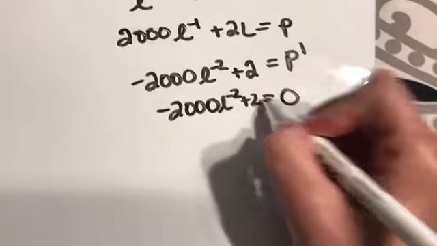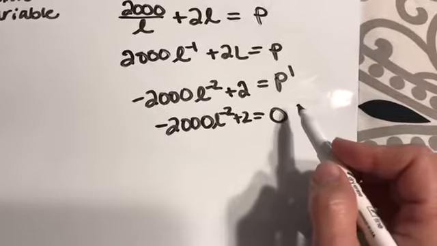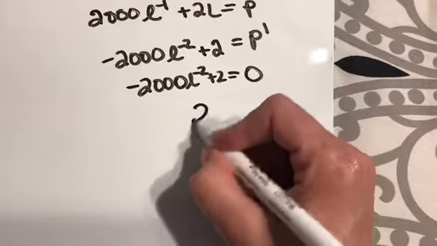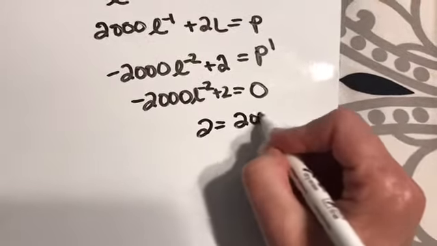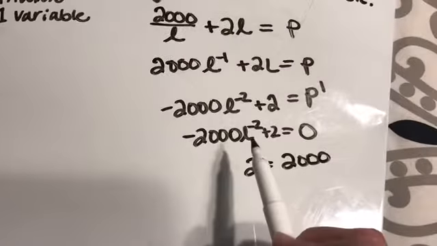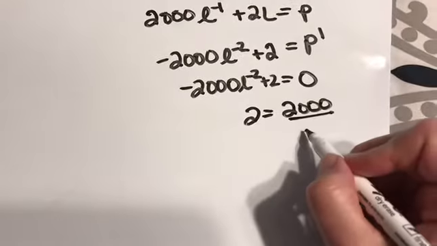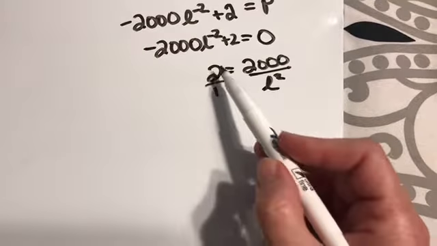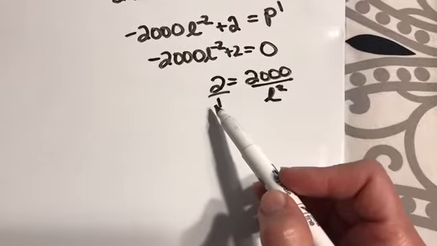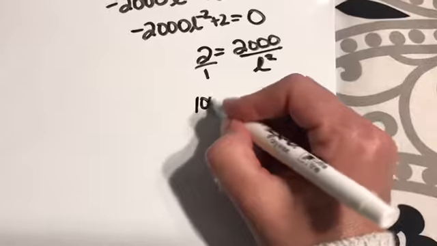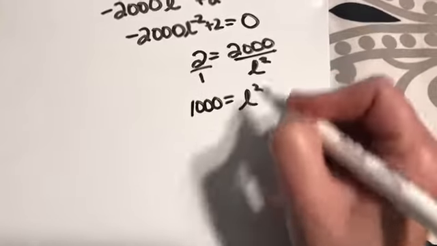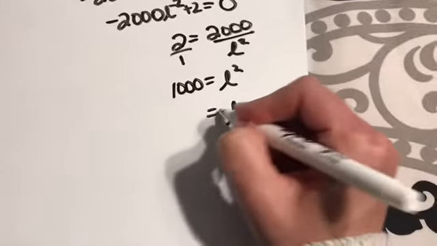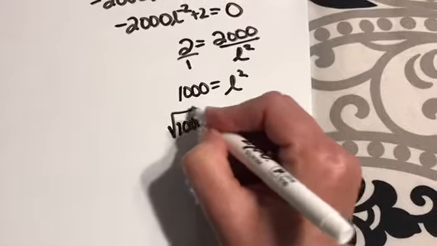So what I'm going to do is leave this 2 here, and I'm going to add this to the other side. So you know that'll become positive 2,000, right? And instead of writing 2,000 L to the negative 2, I'm going to write this as 2,000 over L squared. And now what we have is a proportion, so we can cross multiply. So we have 2,000 equals 2L squared. So 2,000 divided by 2 is 1,000 equals L squared. So L equals radical 1,000.